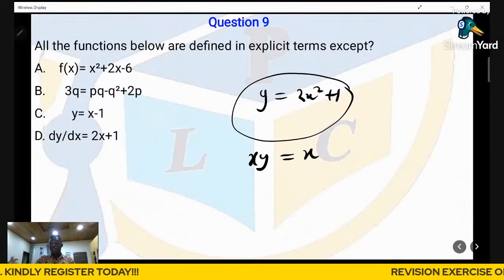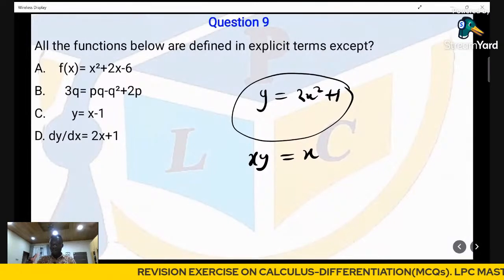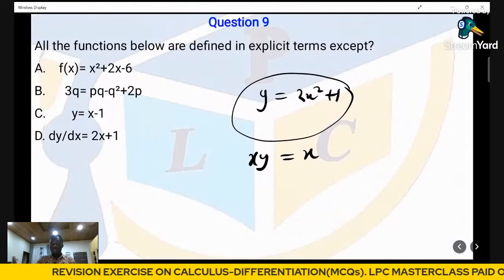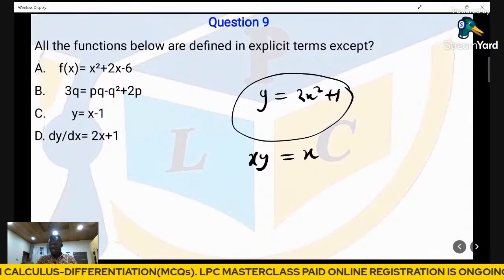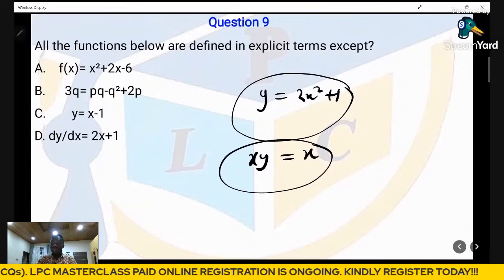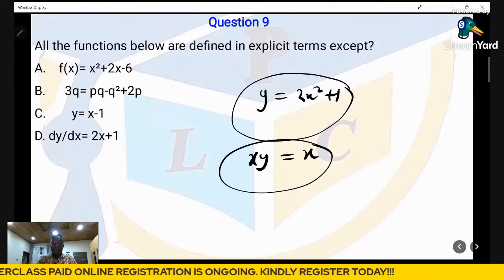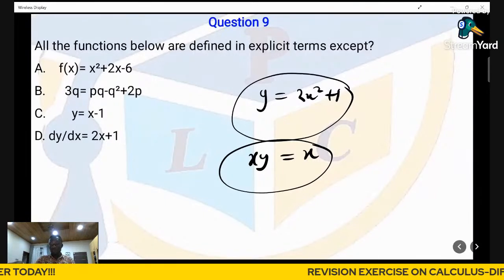So by implicit terms, you may have the two terms on one side being combined or joined in the form of multiplication or a product, and also have the other term on the other side. This is what we call an implicit term. But by explicit, we have only one term on one side of the equation, another term on the other side of the equation. So that is the difference between the implicit and the explicit.